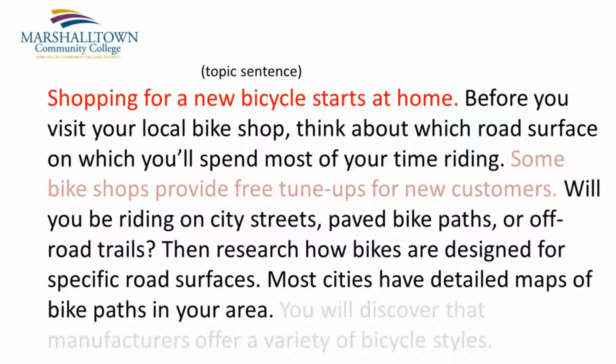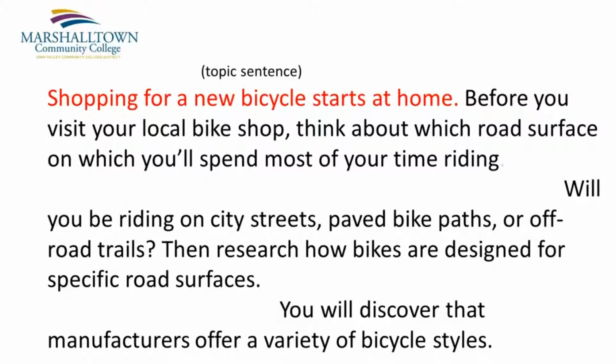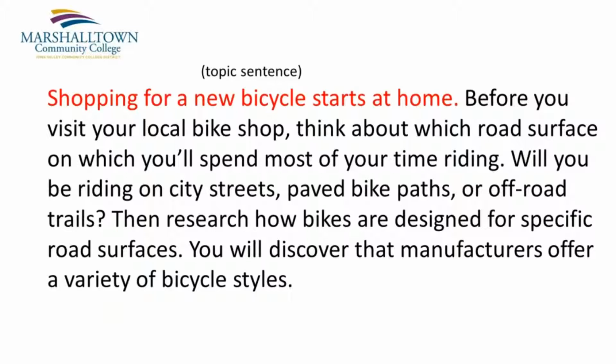How about most cities have detailed maps of bike paths in your area? Now this sentence is about biking, but it's not directly related to my topic sentence, so I'll highlight this as a possible deletion. How about this sentence? You will discover that manufacturers offer a variety of bicycle styles. The sentence is talking about bicycle manufacturers, so it's definitely related to my topic sentence about shopping for bikes, so it stays. Now let's go ahead and delete the questionable sentences and see how the paragraph looks.